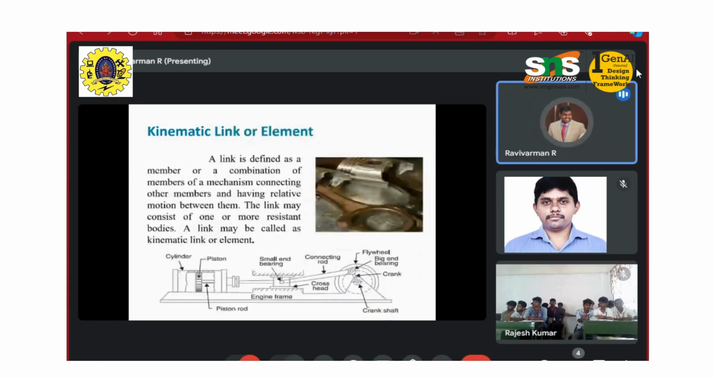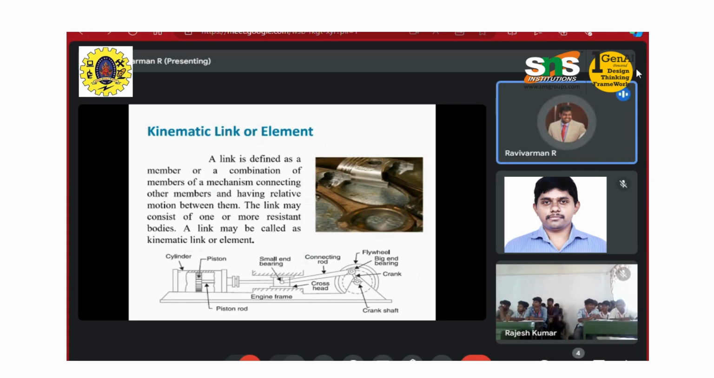Here we have a connecting rod and a piston, which are defined as a link, or a member, or a combination of members connecting and having relative motion between them. In the diagram shown here of the engine, we see the piston, rod, engine frame, and the crankshaft, where the links are made to connect. These are kinematic links or elements used to create the mechanism. In creating a mechanism, we make rigid bodies which should have relative motion among them.